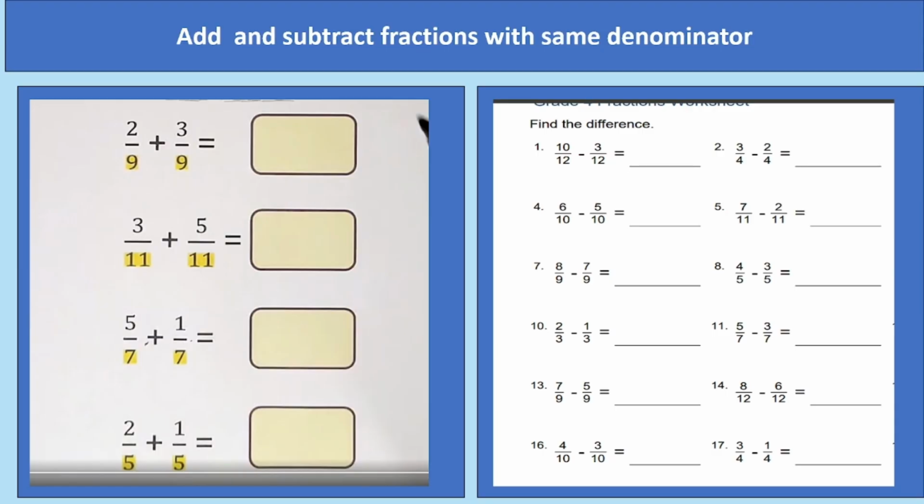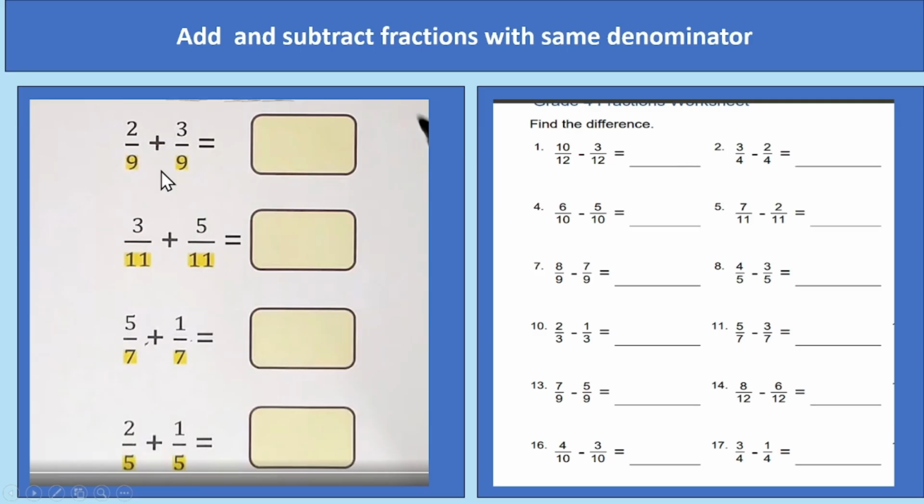These are examples to train. I will solve two with you and leave the others for you. Here, something we notice: I have two ninths plus three ninths. We note that the denominator here is the same.